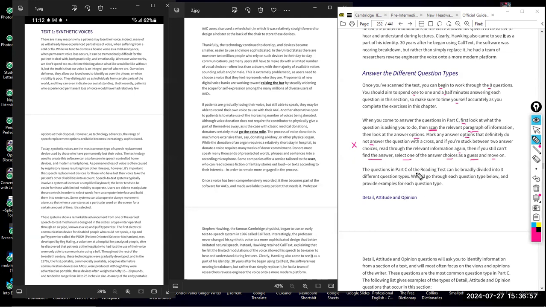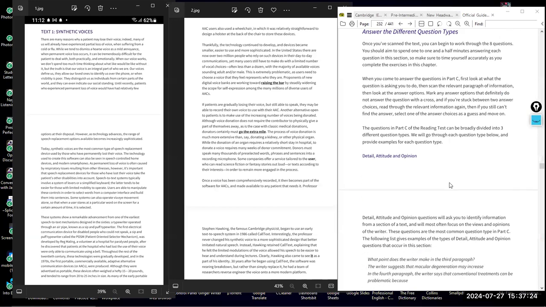The questions in part C of the reading test can be broadly divided into 3 different question types. What are they? These are the question types that we have in part C. We have detail question, attitude question, and opinion question. Okay, we will go through each question type below and provide examples for each question type.